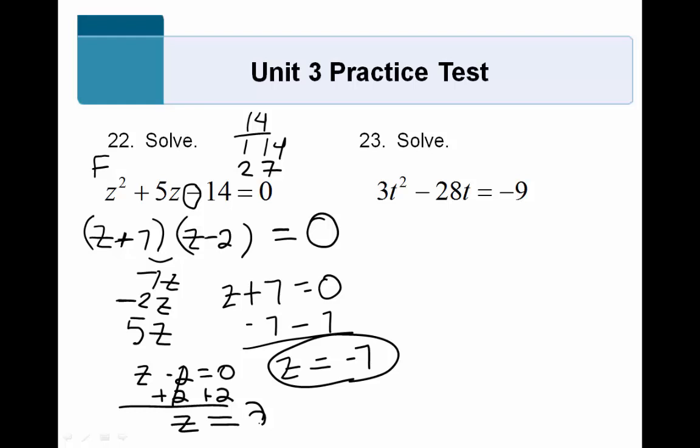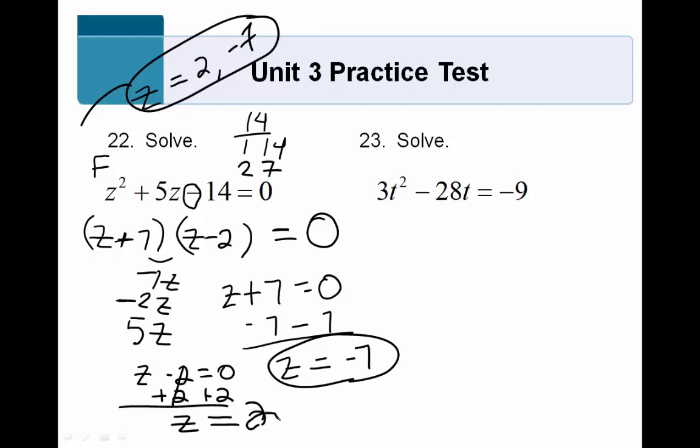Boy. Okay. So my solutions to number 22, z equals 2, negative 7. I don't want to have to start over at this point, so I hope I don't have any major issues and have to stop at this point.